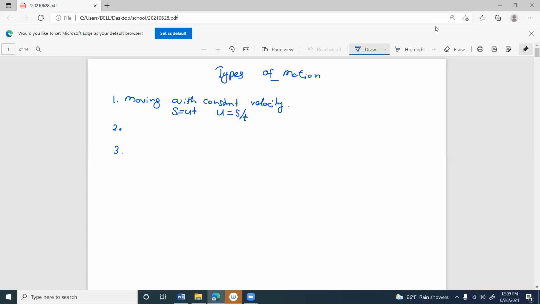The second one is moving with constant acceleration. Moving with constant acceleration.